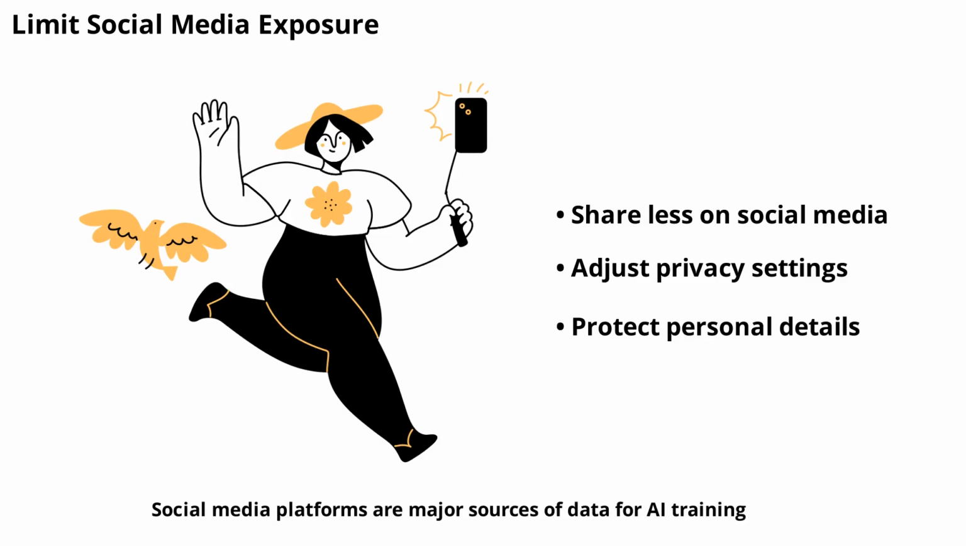Social media platforms are major sources of data for AI training. Be selective about what you share and adjust your privacy settings to restrict who can see your posts. Avoid sharing personal details like your location, workplace, or daily routines. The less information you provide, the less likely it is to be used for AI development.